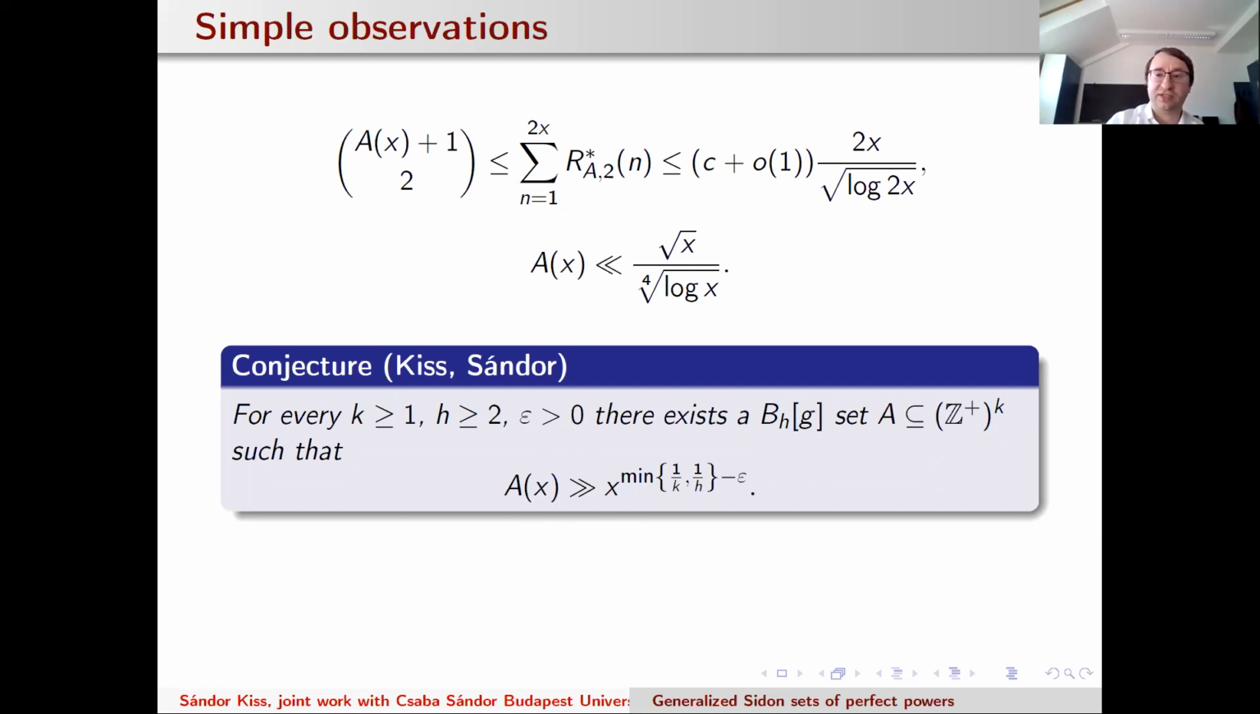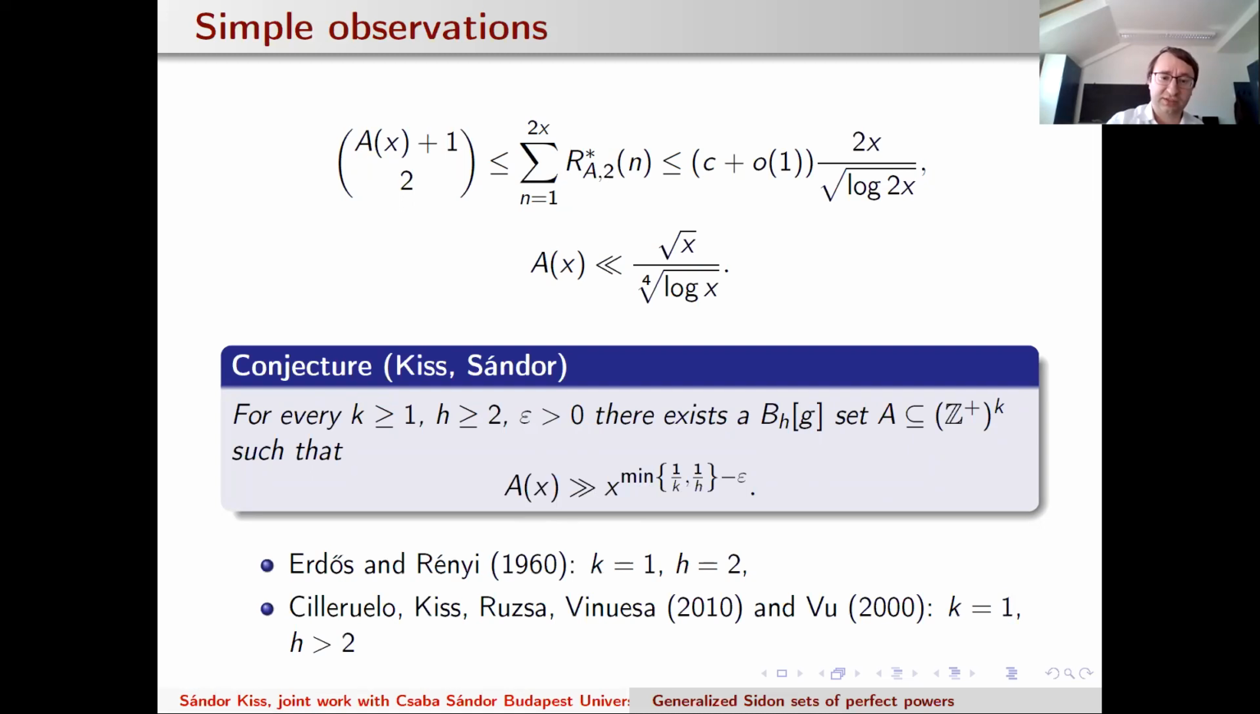So the simplest case, when k is equal to 1, is a classical result of Erdős and Rényi, that there exists a B_2[g] set formed by positive integers. And later we extended the results by proving that there exists a B_h[g] set formed by positive integers. So we have a probabilistic proof as well. The idea of the proof appeared in Wu's paper as well, but there is a nice direct construction by using the idea of Ruzsa, which is based on number systems with a variable base.